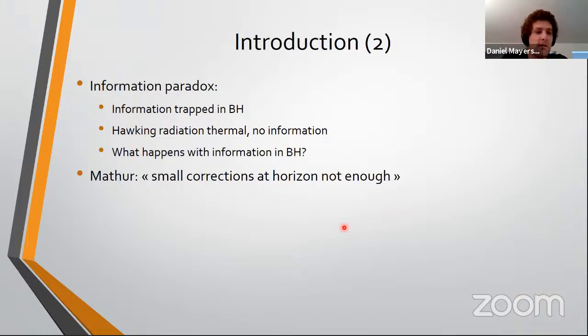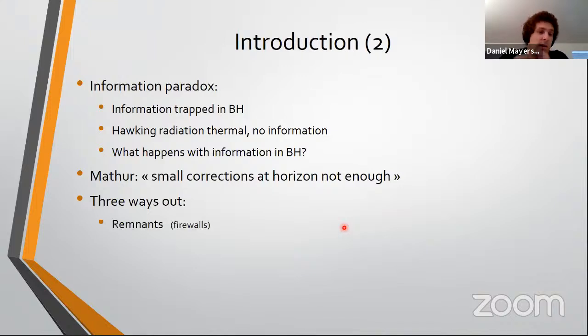But then I think a very important theorem by Mathur is that under certain assumptions, such small corrections at the horizon scale, small corrections to Hawking radiation, are not going to be enough to retrieve the information out of a black hole. Okay, this is not going to be able to do it for you. And so you're left with this paradox that you need to resolve. And I think there's roughly 3 ways to do this, right?